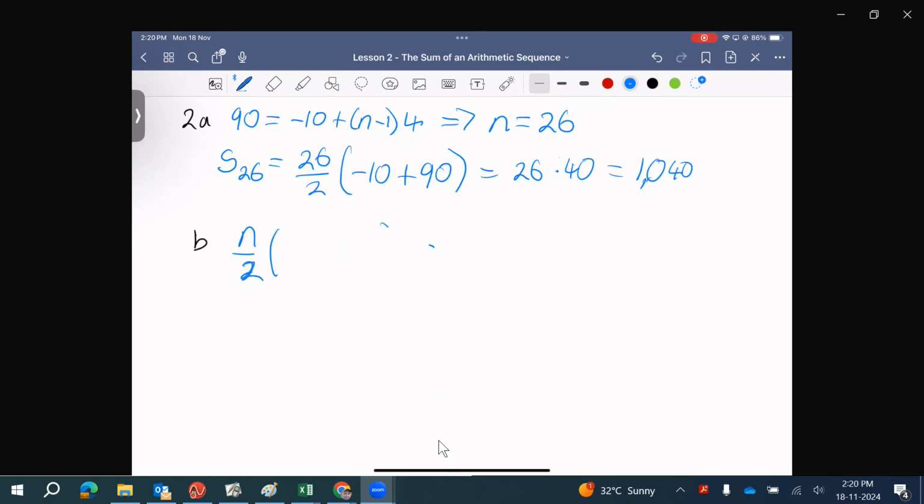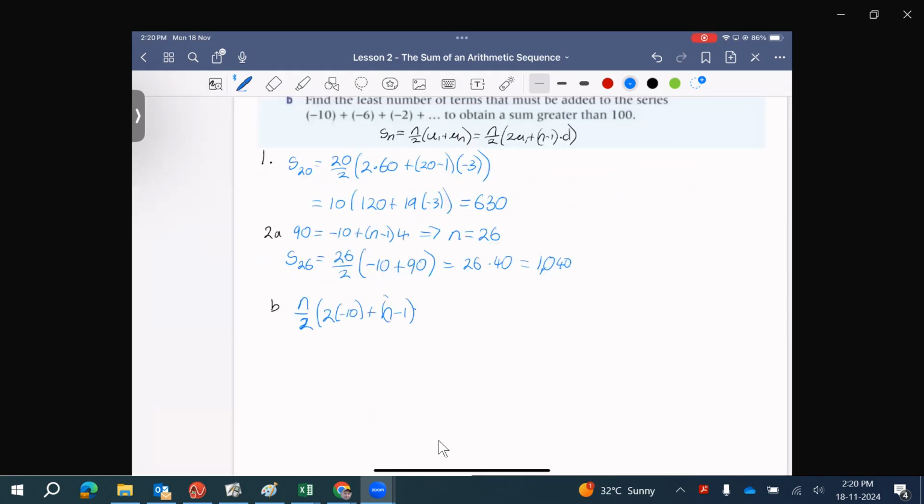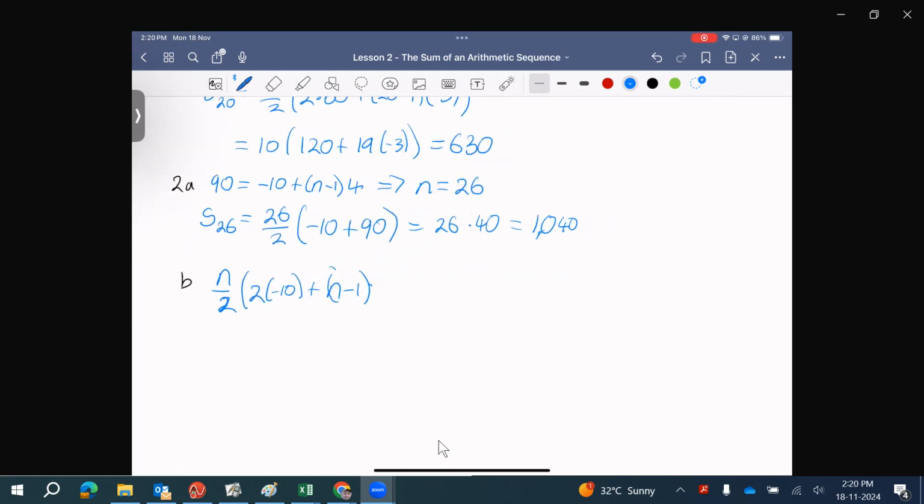So we need 2 times U1, which is negative 10, plus n minus 1 lots of our common difference, which is 4. This has to be greater than 100. So let's put it in as an equation and solve for n.